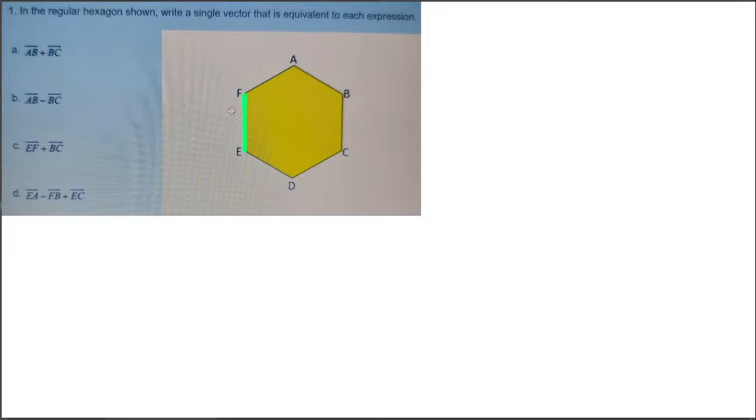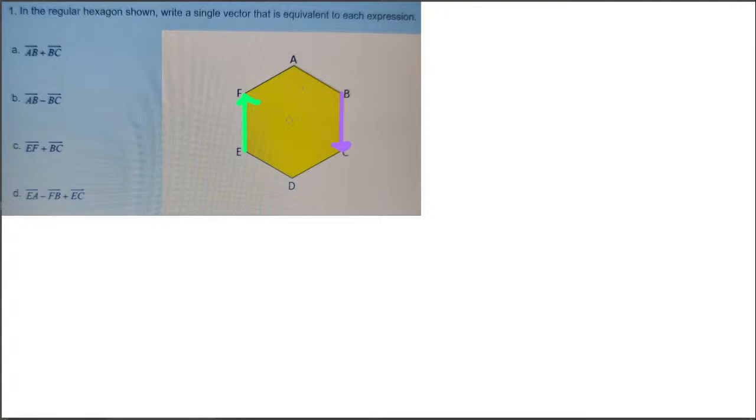And then it's from E to F, then BC. So then we've got one from B to C, and I'm even going to do another layer of this, so it's easy to see. From B to C. And the tip will be here.